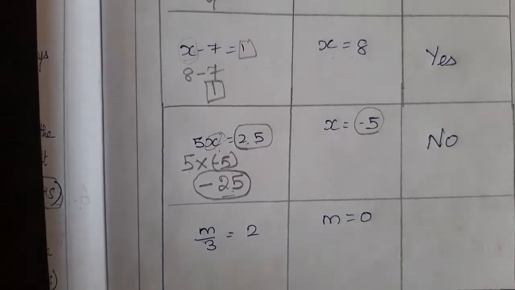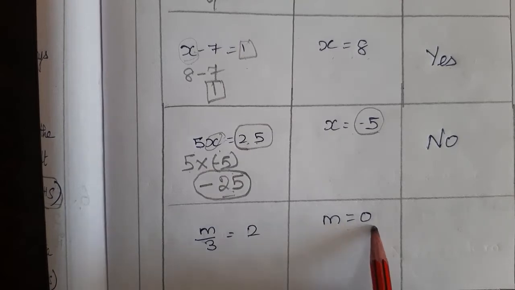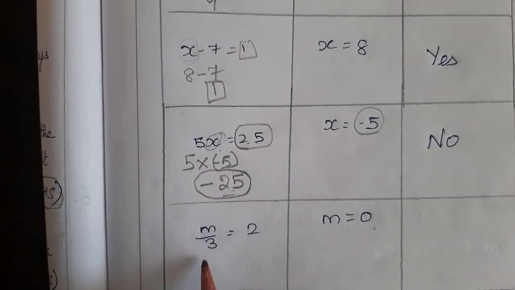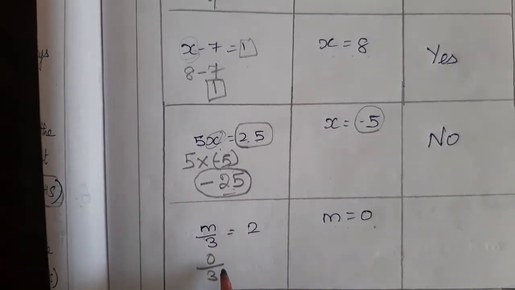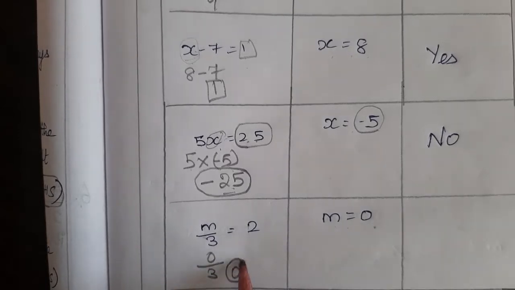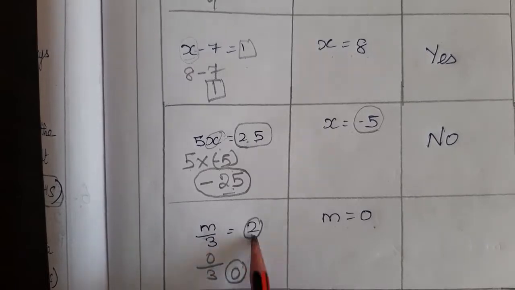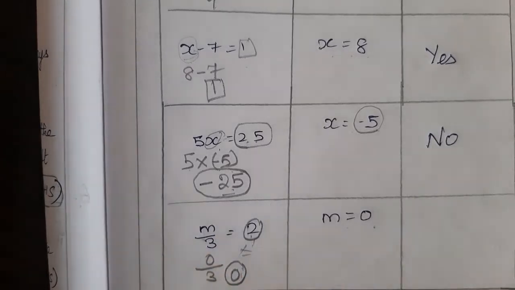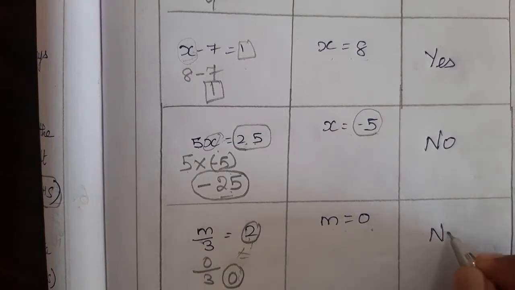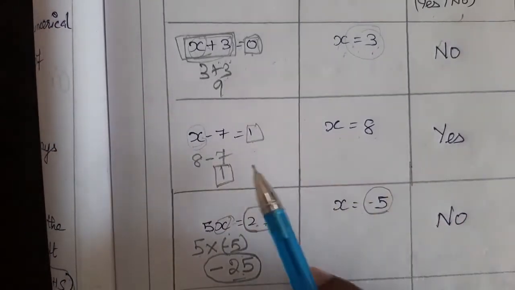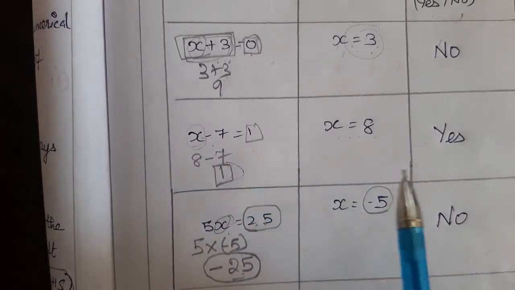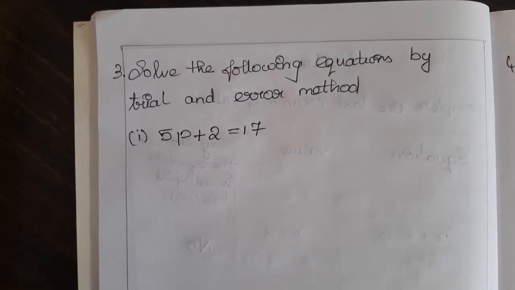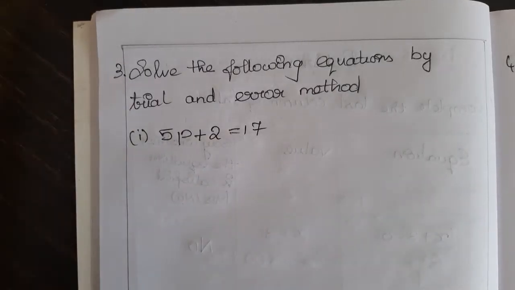m by 3 is equal to 2. The value given is m is equal to 0. Let me substitute 0 instead of m. 0 by 3. 0 divided by anything is always 0, right? So the LHS is 0 but the RHS is 2. Both are not the same. So it is not satisfied. So we can see only the second one is satisfied, since the value substituted in LHS is equal to the given RHS. Clear?